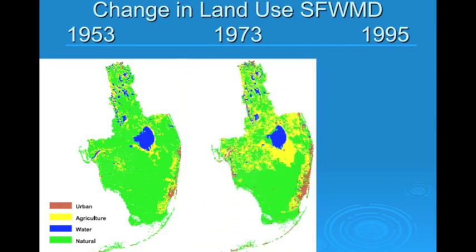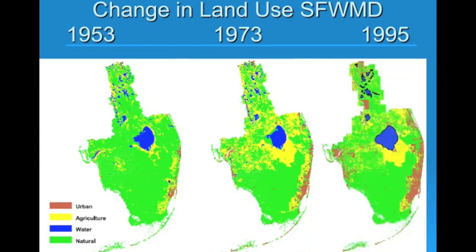If you look at 20 years later in the 70s, you can see now a lot more urban development. This urban corridor took off, and in doing that the agricultural activity also took off. You can see a lot more agriculture expanding, and certainly at the expense of the natural environment. If you look further to the mid-90s, essentially the trend was accentuated. Now you have a lot more urban, a lot more agriculture, less natural environment. And that has continued to date.